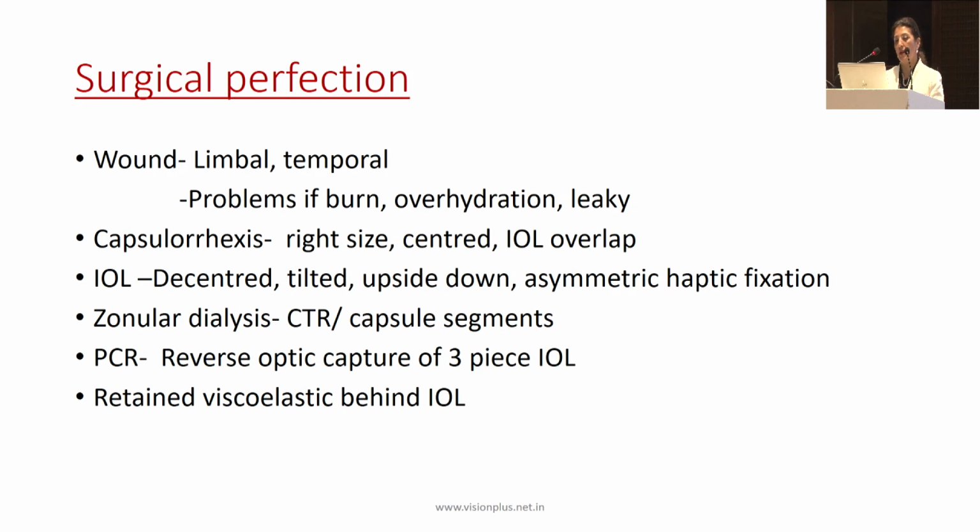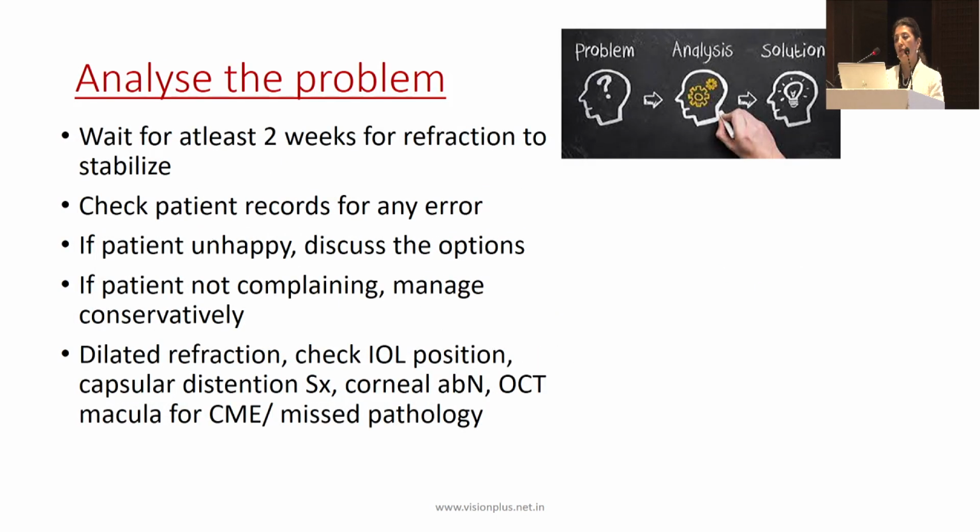And if you end up having a zonular dialysis, use a CTR, use capsule segments. In case you get a PCR unexpectedly, you can do a reverse optic capture. And of course, always remove the retained viscoelastic. So if you do have a problem, what do you do?